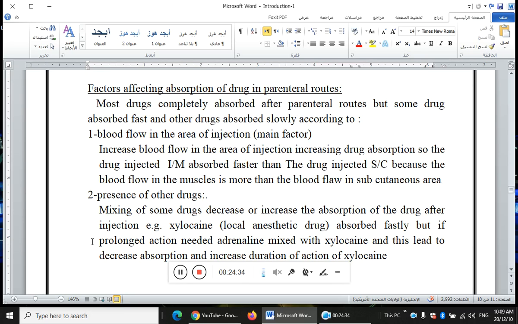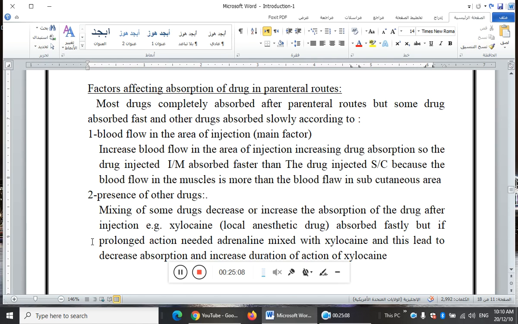This depends on the nature of the drug. Now, factors affecting the absorption of the drug in parenteral routes, which means IM, subcut, IP, routes other than oral. In parenteral routes, the drug is completely absorbed, but some drugs are absorbed fast and other drugs are absorbed slowly. The first factor is the blood flow in the area of injection. This is the main factor.